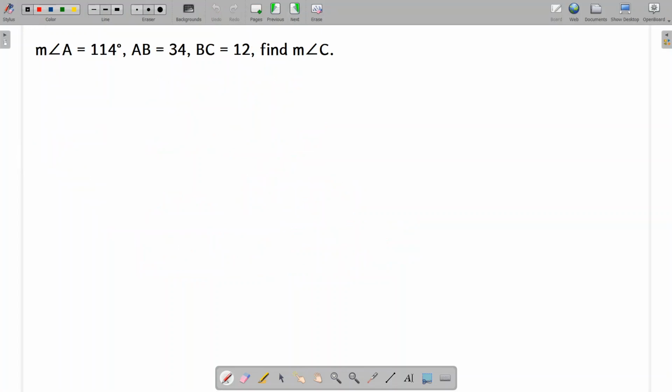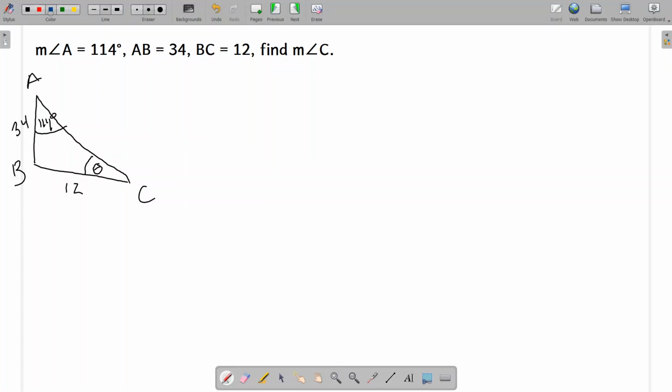Okay, let's look at one last problem. I'm going to try to draw a better picture this time. Okay, we've got ABC again. We know that angle A is 114 degrees. We know AB is 34. We know BC is 12. And again, we are looking for angle C.